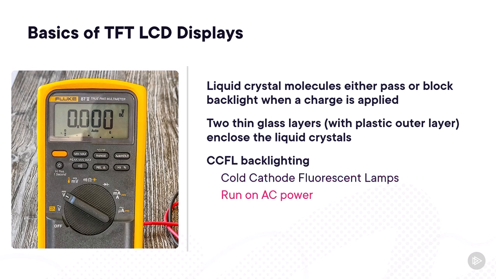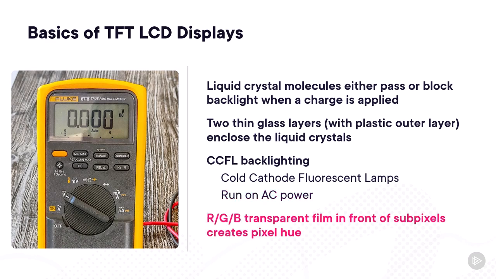Okay, well, how do we get color? Transparent films of red, green, and blue subpixels handle that duty, converting 3 subpixels into a single effective pixel with a specific hue. The online Encyclopedia Britannica has a good article on the physics, if you'd like to learn more. So, an LCD display with CCFL backlighting is usually just called an LCD display.